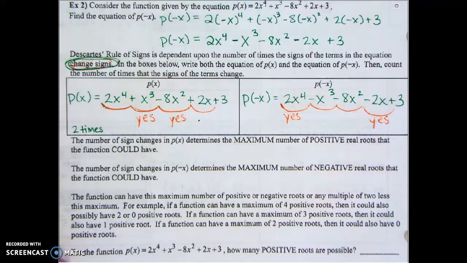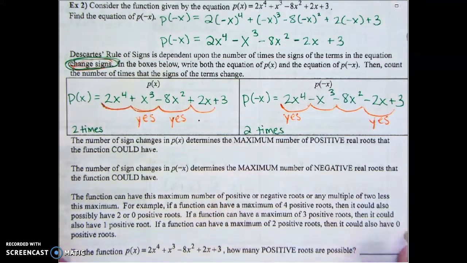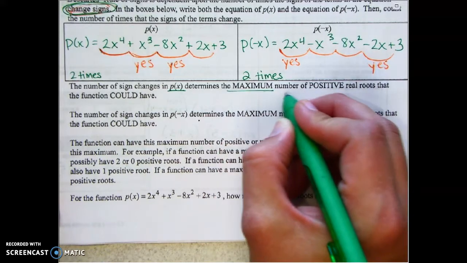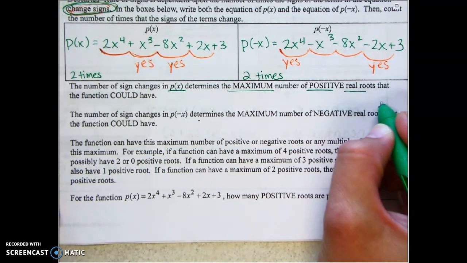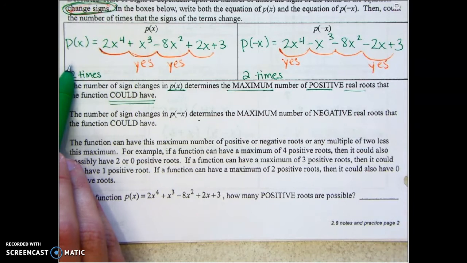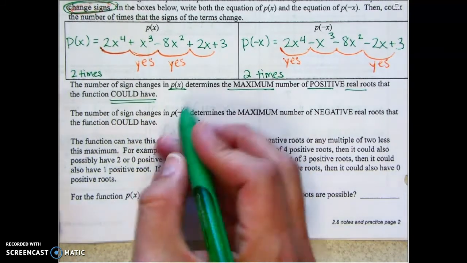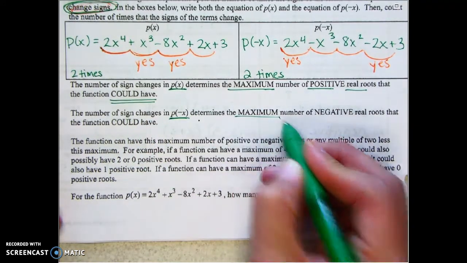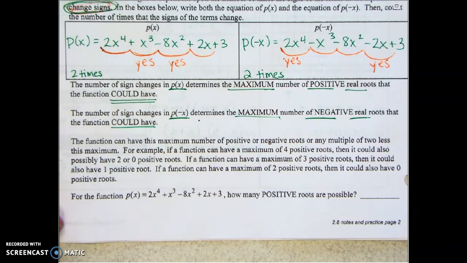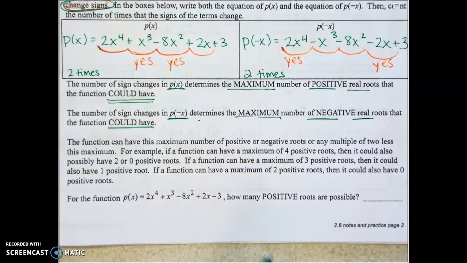Okay. Look at all these notes down here. Let's highlight, annotate, understand. The number of sign changes in P of x determines the maximum number of positive real roots that the function could have. Positive roots. That means like on the right, okay? The number of sign changes in P of negative x determines the maximum number of negative real roots that the function could have. This is thrilling, right? You're like, I've been waiting my whole life to know this.